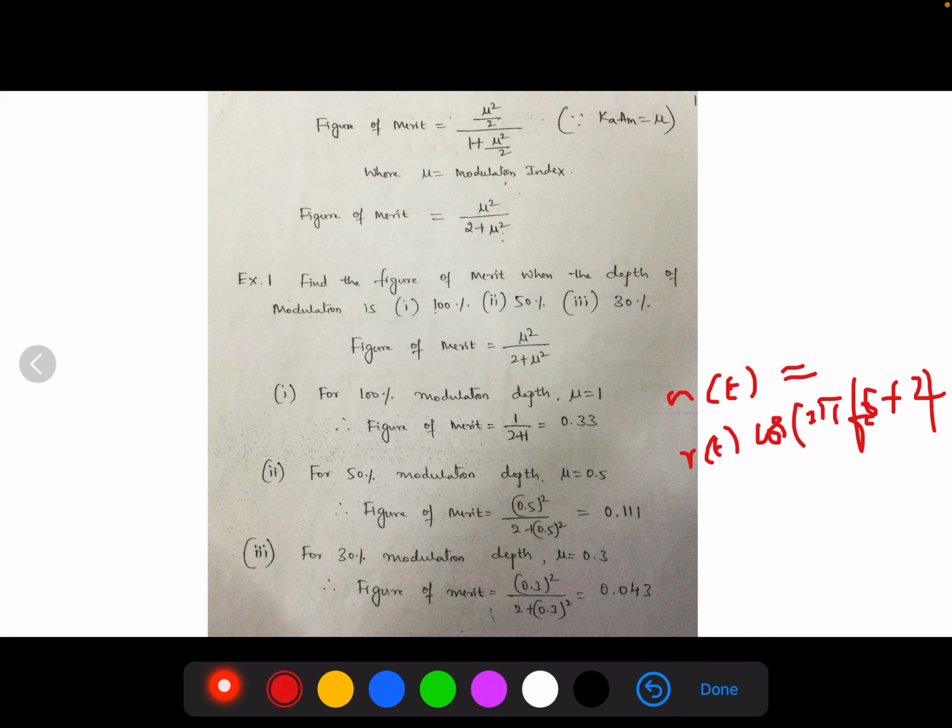We'll take up the next topic, that is noise in FM receivers: its noise model, its phasor diagram, derivation of the SNRO and SNRC, thereby finding the figure of merit of FM receivers in the next video. And we'll also elaborate on the phasor diagram, how to draw it, and what conclusions we are going to draw using the phasor diagram. It will be explained in the next video.